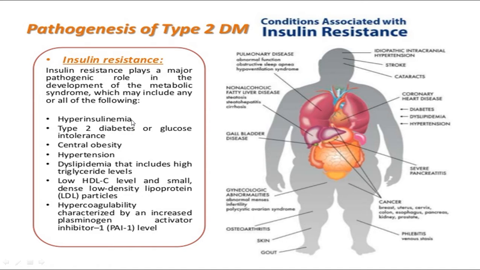So hyperinsulinemia, type 2 diabetes or glucose intolerance, central obesity, hypertension, dyslipidemia, which includes high triglyceride level, low high density lipoprotein level and increased LDL level, and hypercoagulability. So these are all related to insulin resistance.